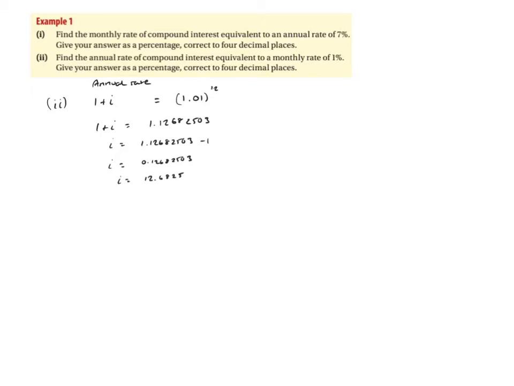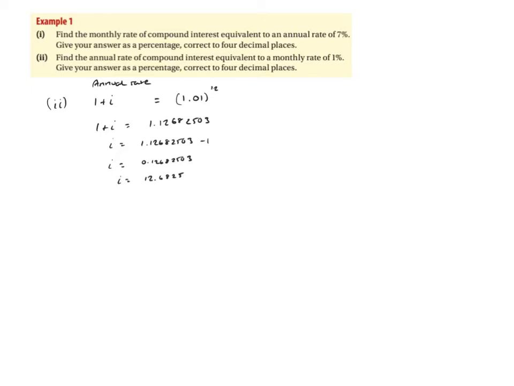Notice how if we took the original monthly rate of 1% and multiplied it by 12, we would have got 12%. And notice how this is slightly over, because, as I said, the extra interest is being compounded. So instead of just 12%, it turns out to be 12.68%.